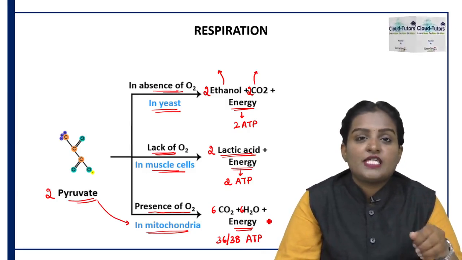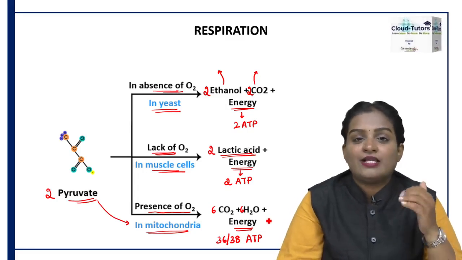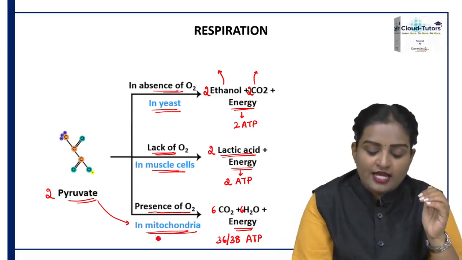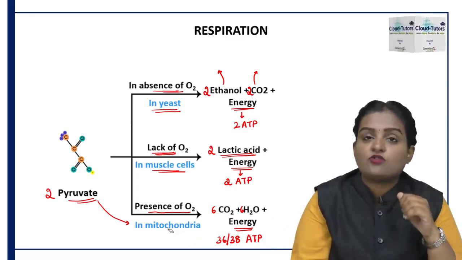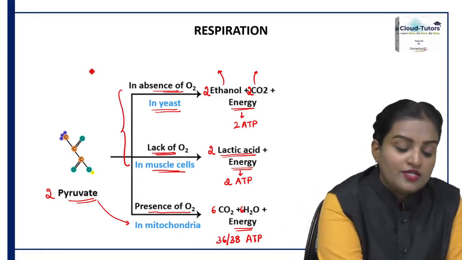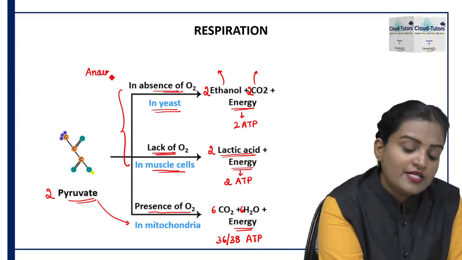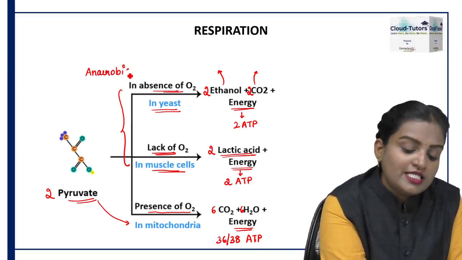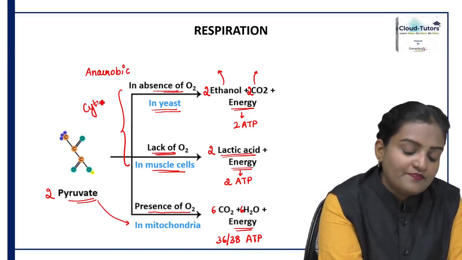Now all of this occurs in different places. That is, if you see, the aerobic respiration occurs in mitochondria, whereas these two are anaerobic respiration. This occurs in cytoplasm.